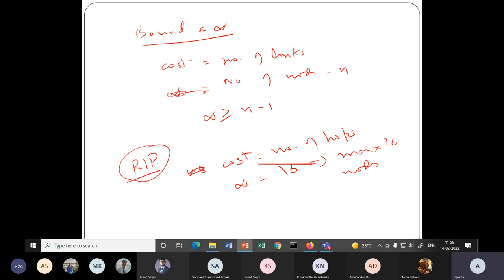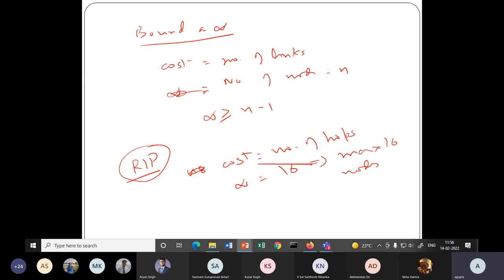this is the kind of constraint that distance vector routing imposes on the network. RIP is a distance vector routing protocol. It says the only type of cost you can use is the number of hops, and the value of infinity is set to 16, which means it's only good for very small networks with around 15 or 16 nodes, so that the maximum length of the path is n-1.